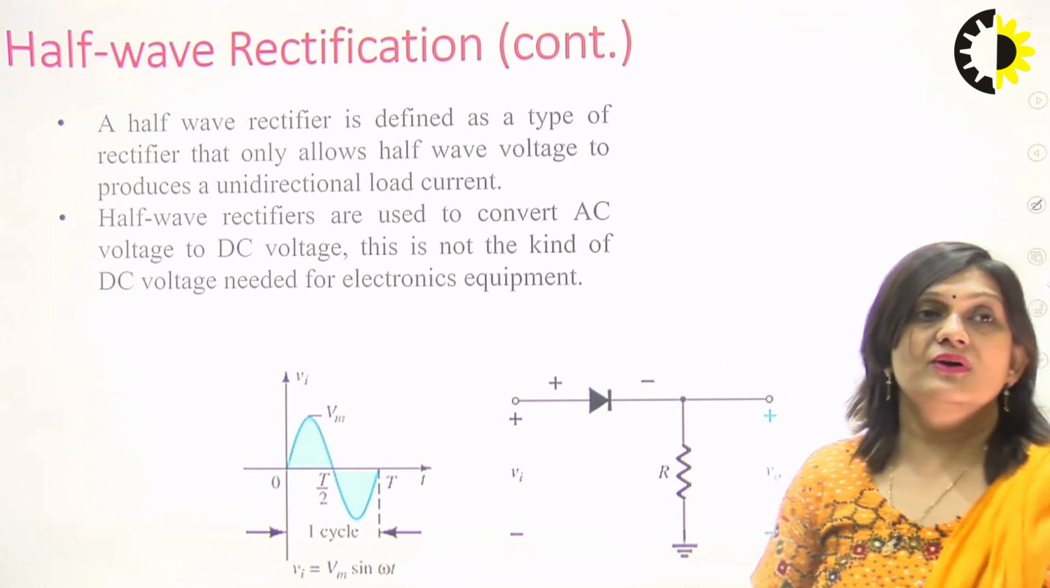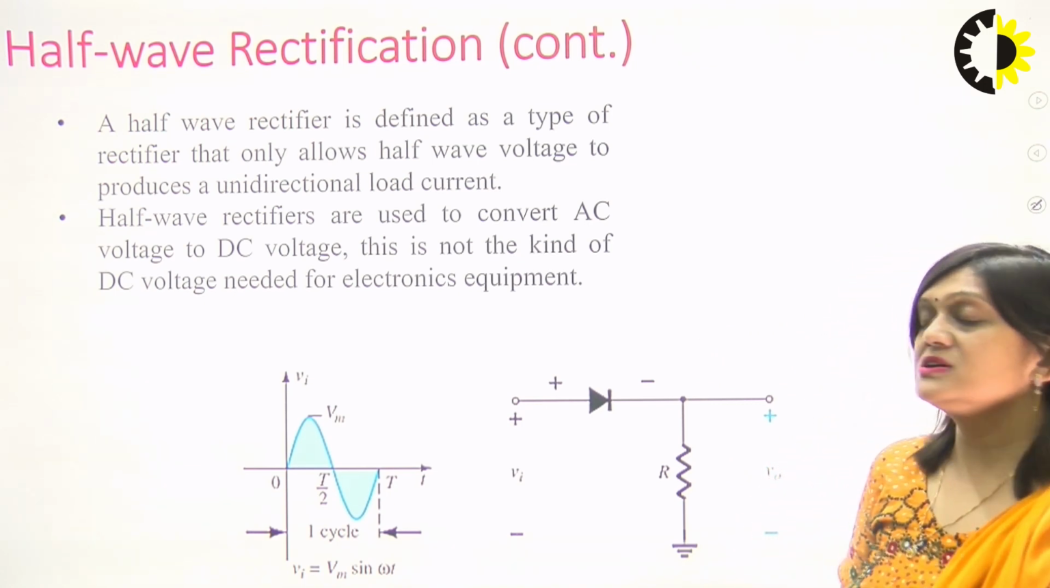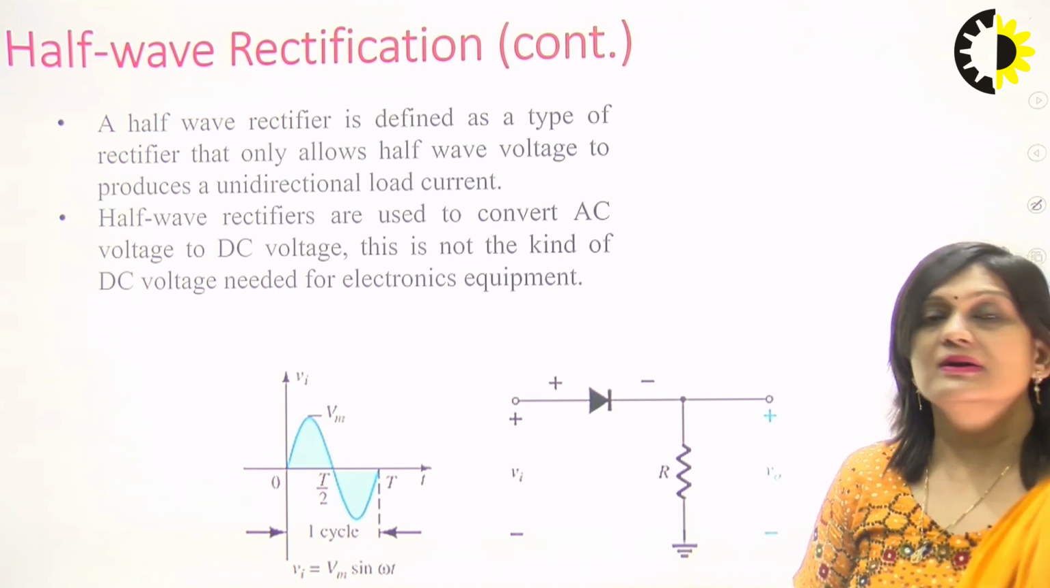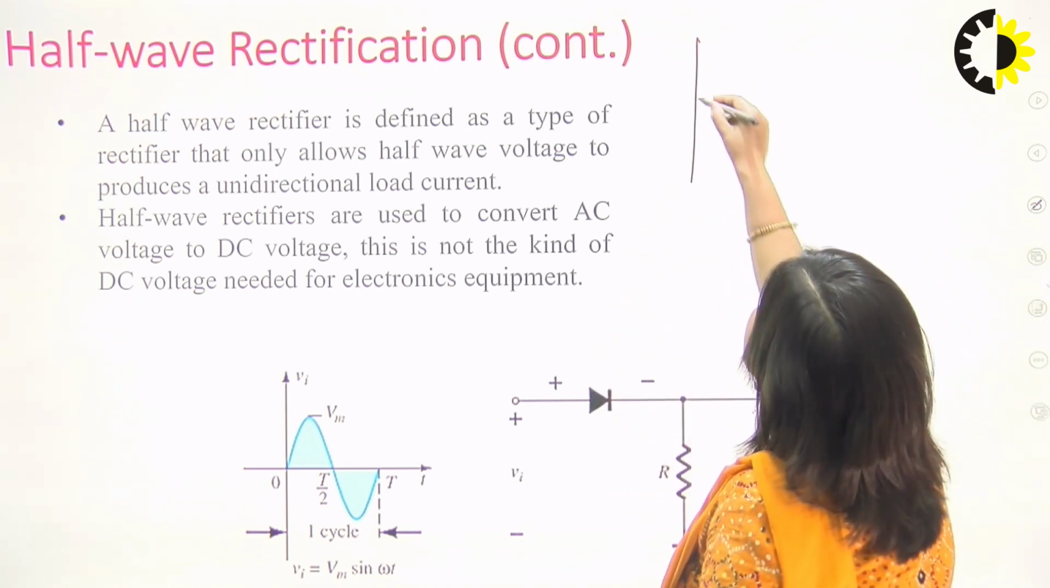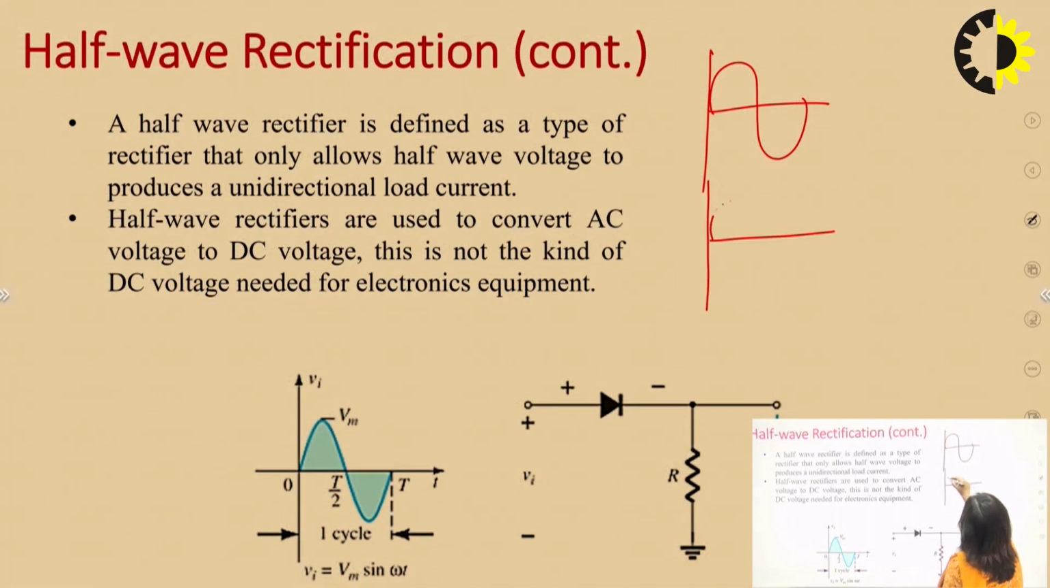So basically, what does the rectifier do? Rectifier converts the AC signal into DC signal. Means like we have this type of signal, so it will convert into the signal like in this way. So it does not provide the pure DC. It provides the pulsating DC, and these pulses are called the ripples.